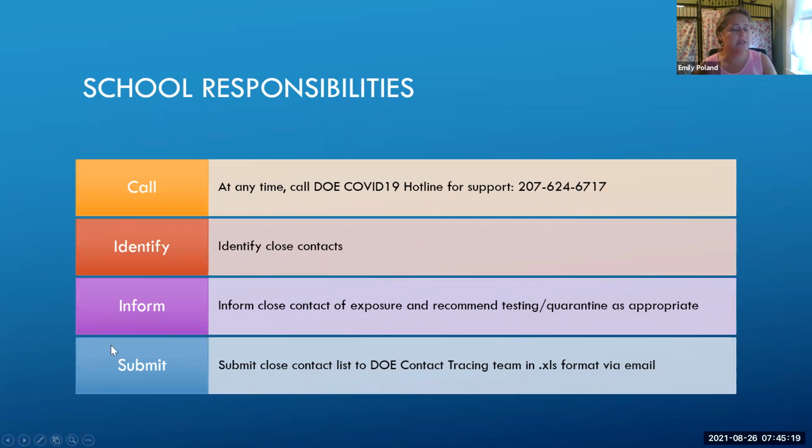All right, so this breaks down what the role of the school is into 4 steps. You're calling, that's the notifying of a positive case. You're identifying those close contacts. You're informing those close contacts that they've had exposure and recommending their testing and quarantine as appropriate. And we'll get to that in a few minutes. And then the last thing is to submit that close contact list using the template that our contact tracing team uses. And that's done via an XLS format or a Google Sheet, and that is done through email.